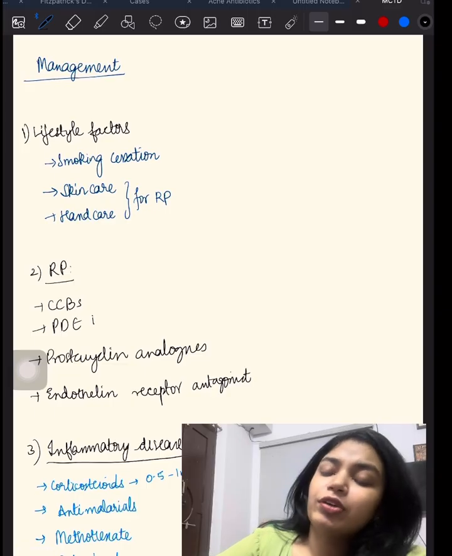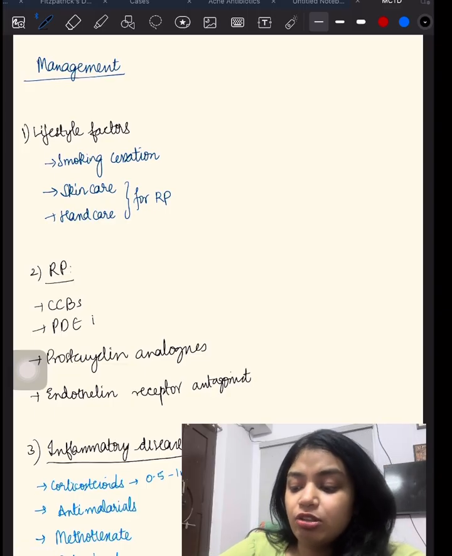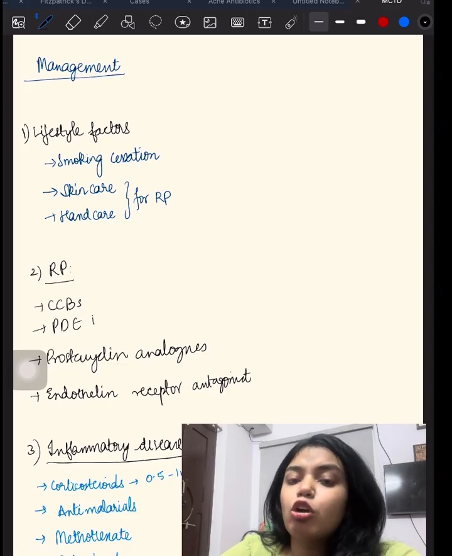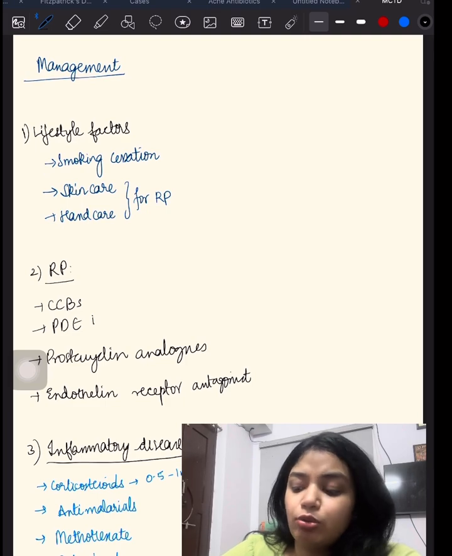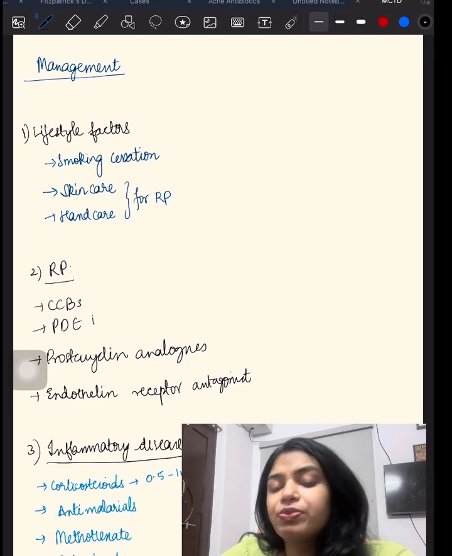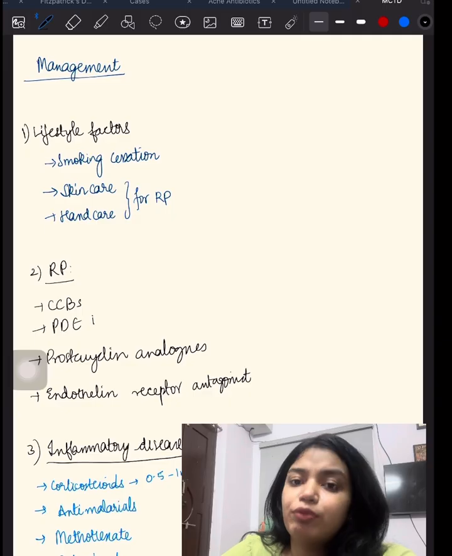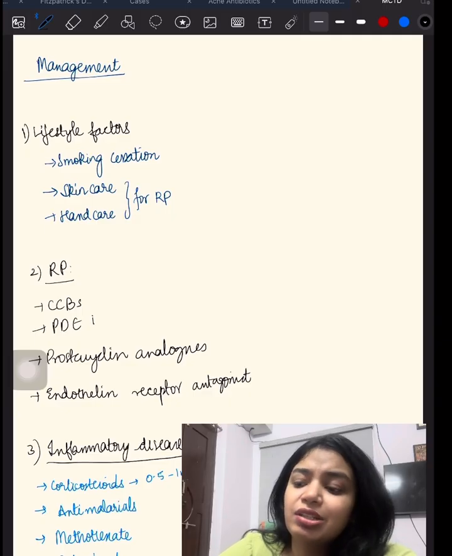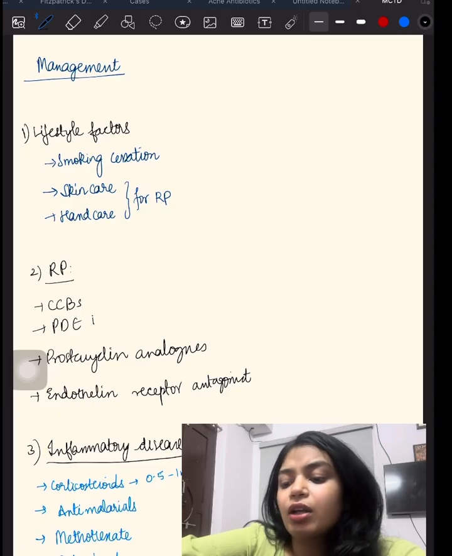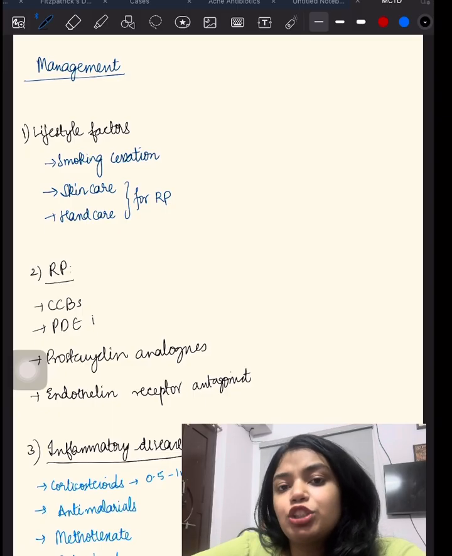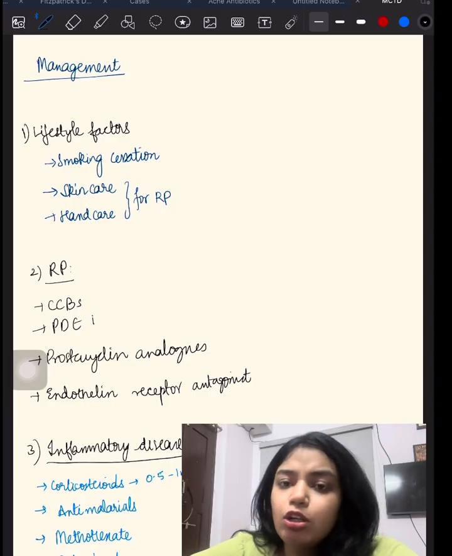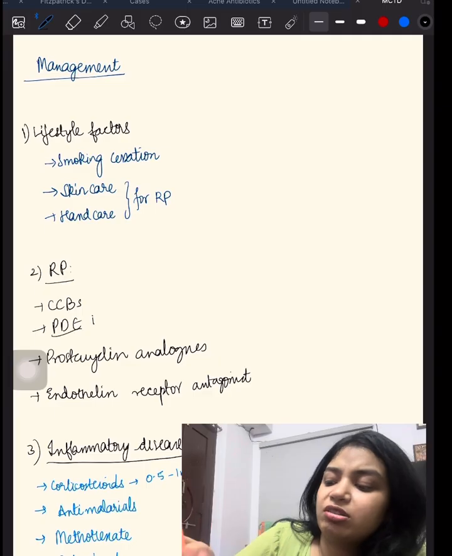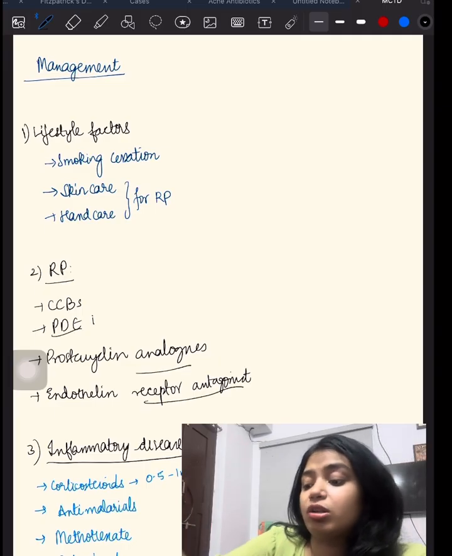Now coming to the management. The first one is lifestyle or general measures, then the major component, the clinical feature, which is Raynaud's phenomenon, and then obviously if it progresses into a more inflammatory disorder. For lifestyle factors, we have smoking cessation, skin care and hand care, particularly for Raynaud's phenomenon. After the general measures for Raynaud's phenomenon, we can go for calcium channel blockers, phosphodiesterase inhibitors, prostacyclin analogs, endothelin receptor antagonists as well.